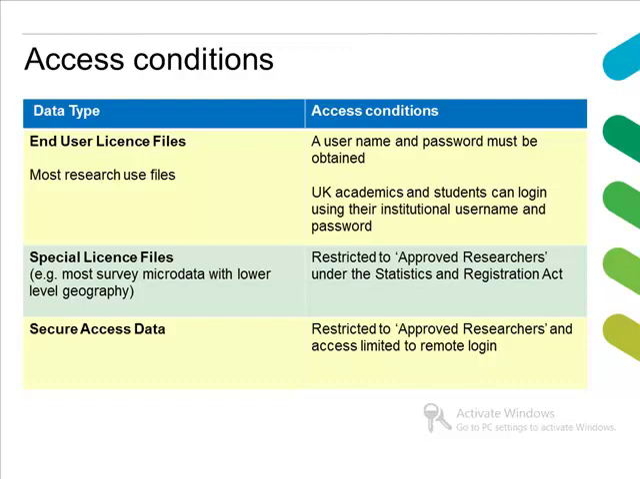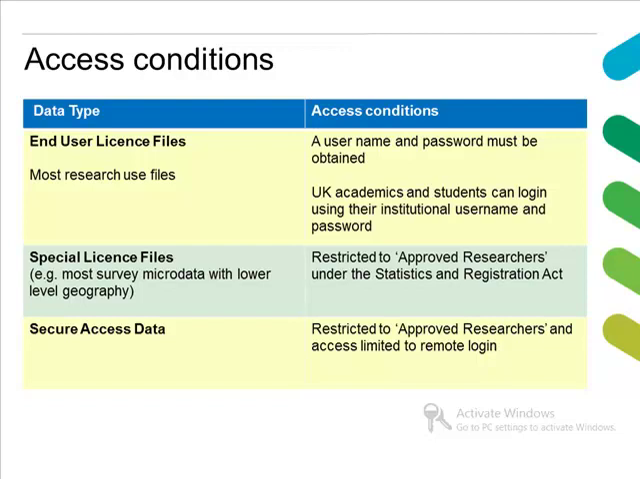We have two other kinds, though, to the main kinds of files: special license and secure access. So this is what I was talking about, the business microdata is for secure access. Special license files, you basically have to explain why you need those in order to get them. It takes about 2 to 3 weeks to get our special license data.